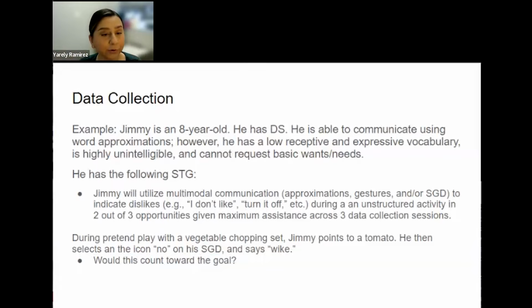So then you're doing treatment and we're playing with pretend food because that's his favorite thing to play with. And he points to a tomato. He then selects the icon "no" and says "wike." No wike. Would this be counted towards the goal?